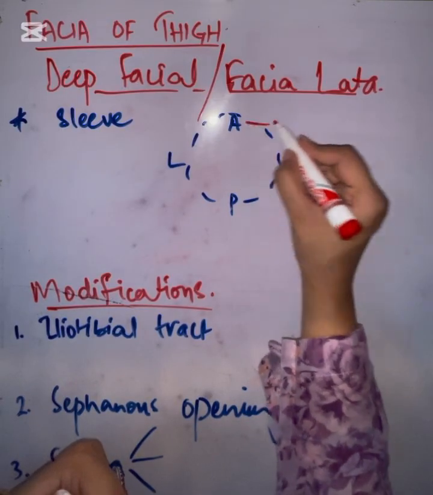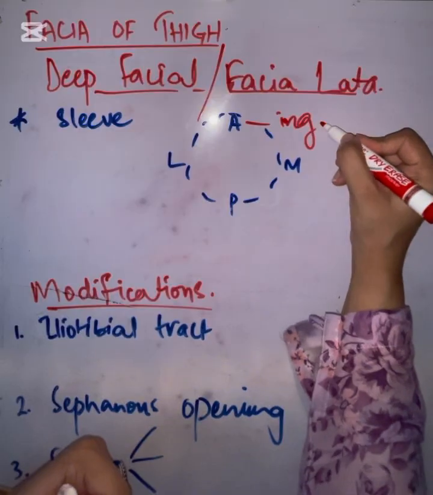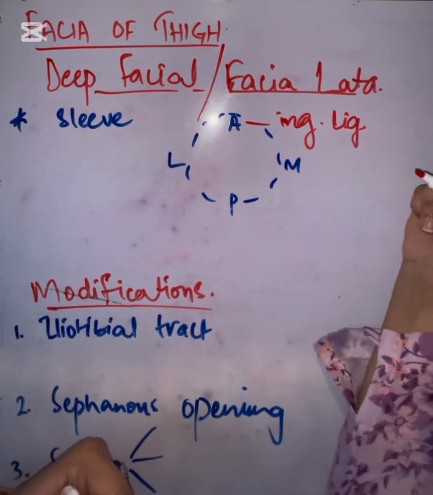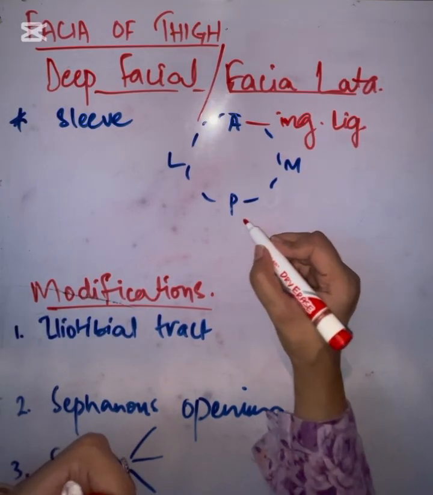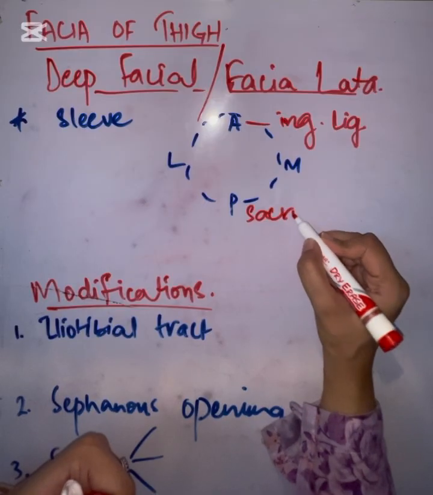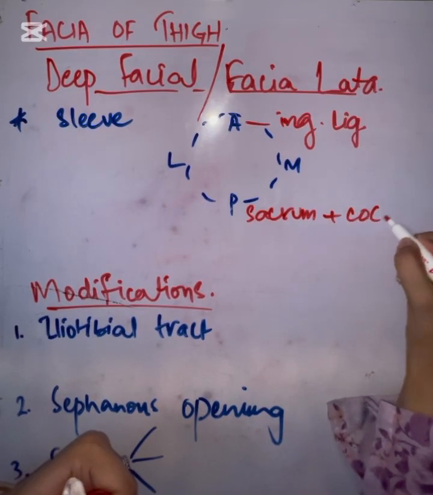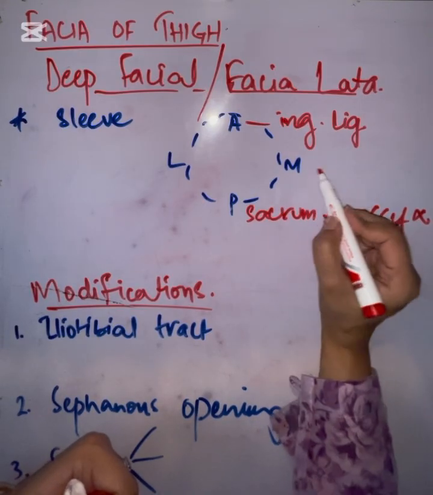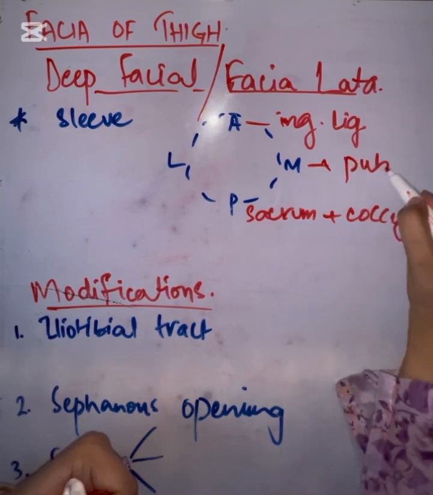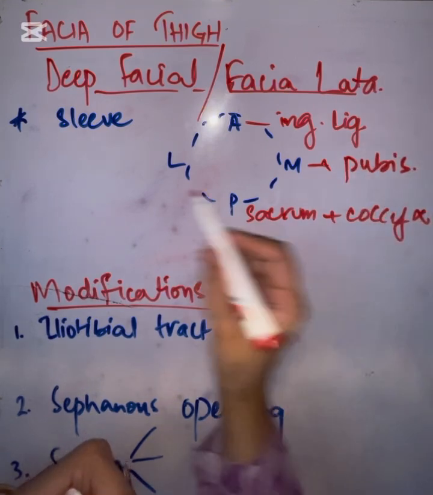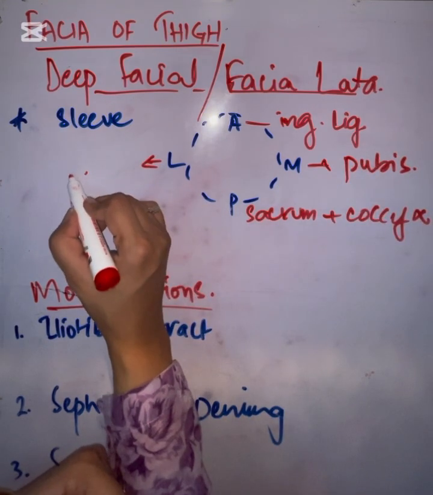Superiorly, anteriorly, it is attached to the inguinal ligament. Posteriorly, it is attached to the sacrum and coccyx. Medially, it is attached to pubis plus ischial tuberosity. And laterally, it is attached to the iliac crest.